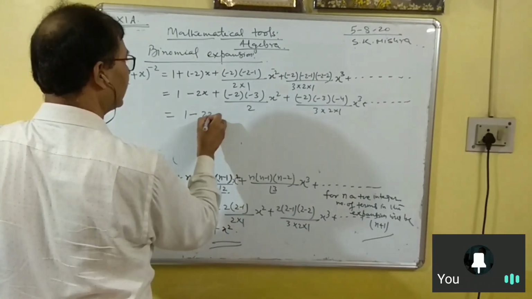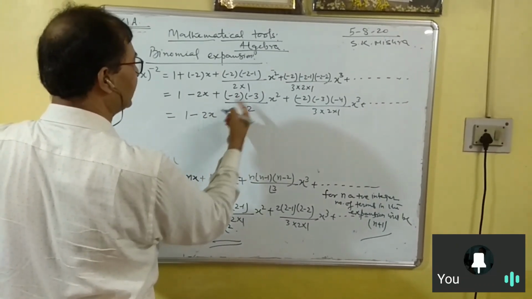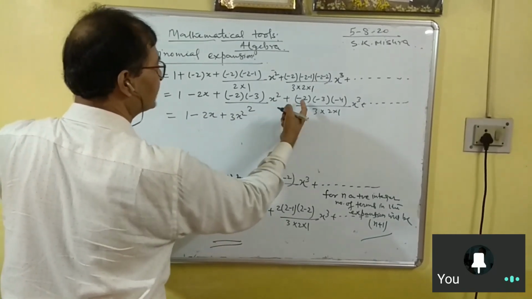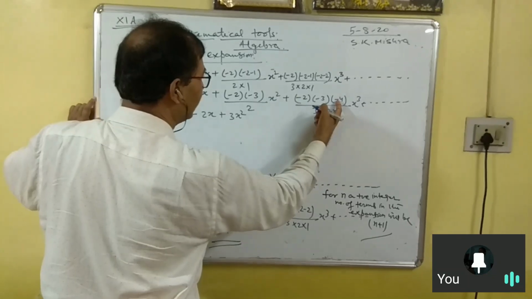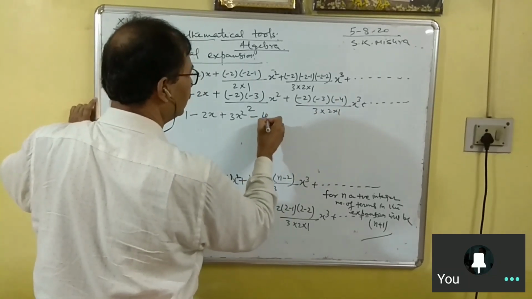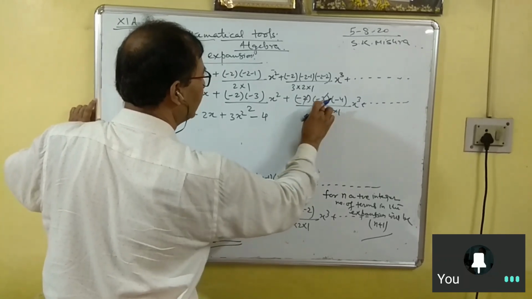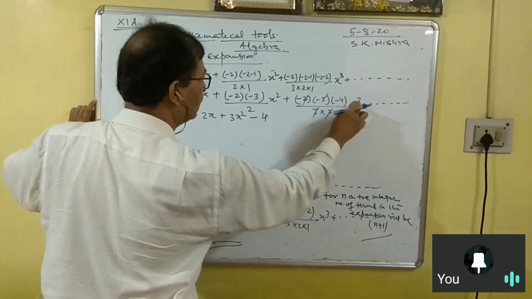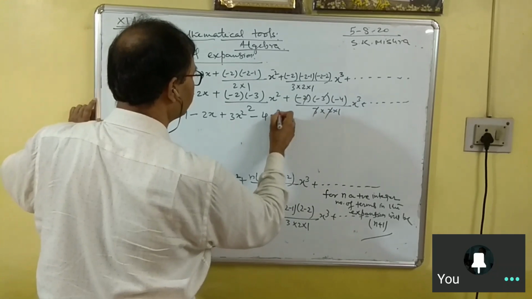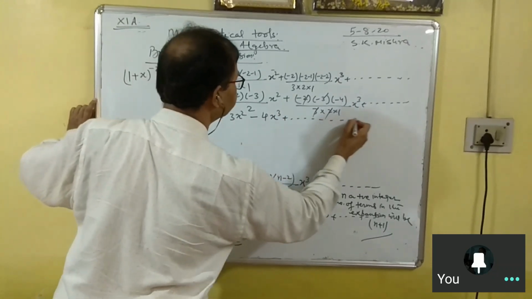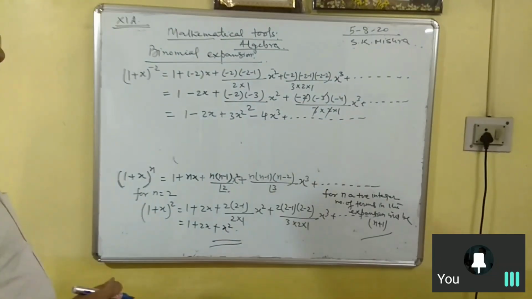1 minus 2x, 2 cancel, this minus into minus plus 3x square. So this is 3x square, and see minus into minus plus, then this minus 4, you can cancel this 3, this 2, okay, this minus minus plus, then minus 4x cube, okay, then other terms also. So 4 terms are there.